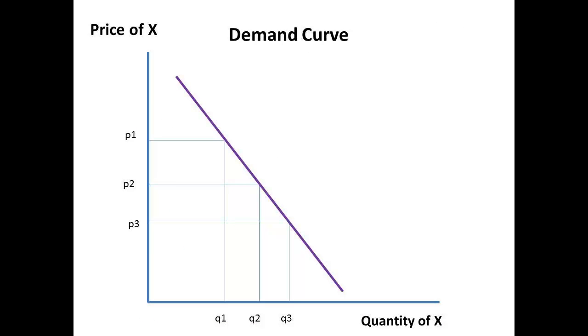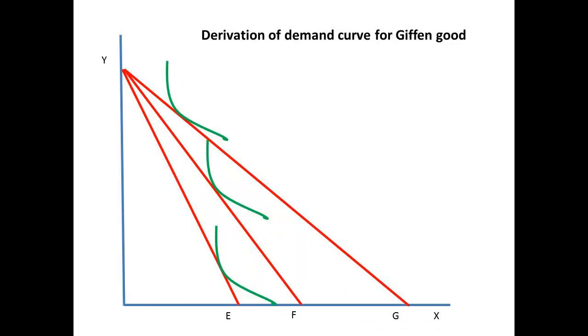Now suppose we take those points P1, P2 and P3, which represent three different prices of X, and plot them against the quantities of X at each price. The quantities are Q1 for price P1, Q2 for price P2, and Q3 for price P3. We have now produced the demand curve for a normal good.